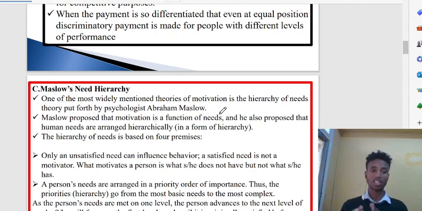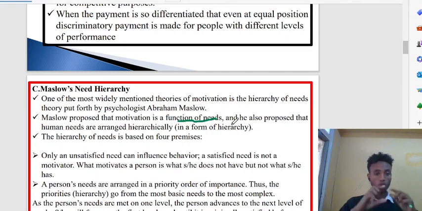This theory, proposed by the psychologist Abraham Maslow, teaches that motivation is a function of needs. Also, he proposed that human needs are arranged in a hierarchy, in steps.